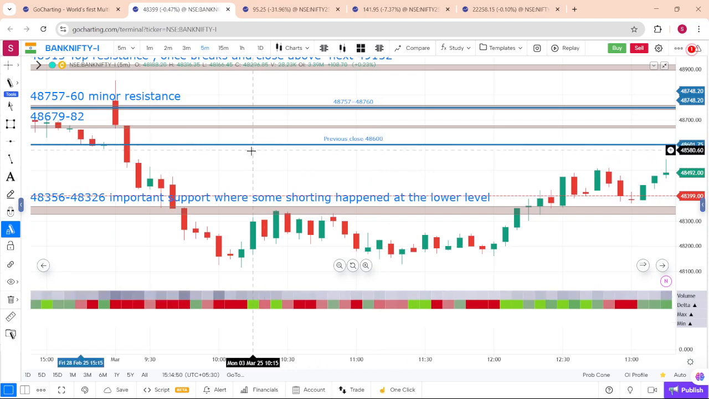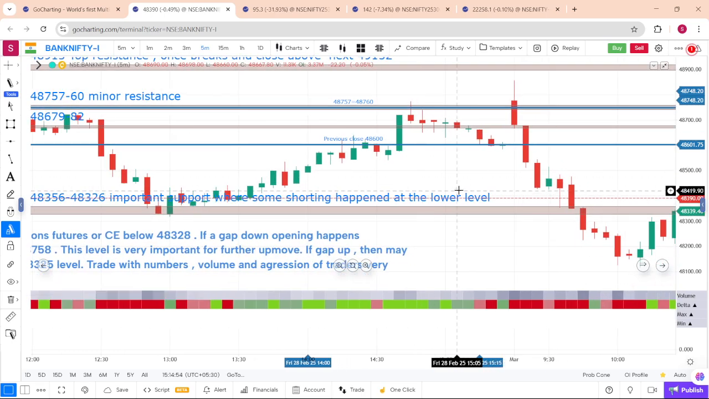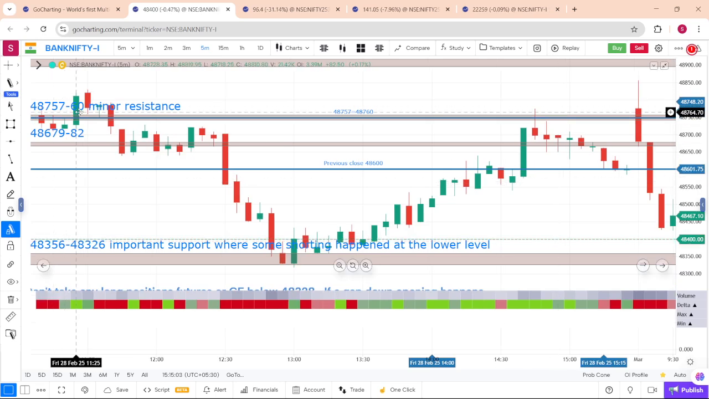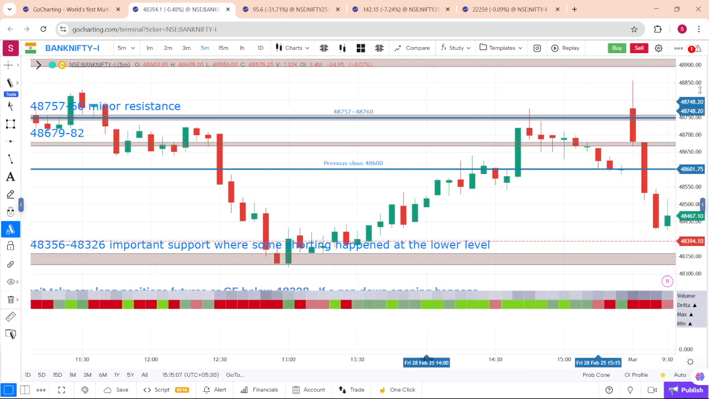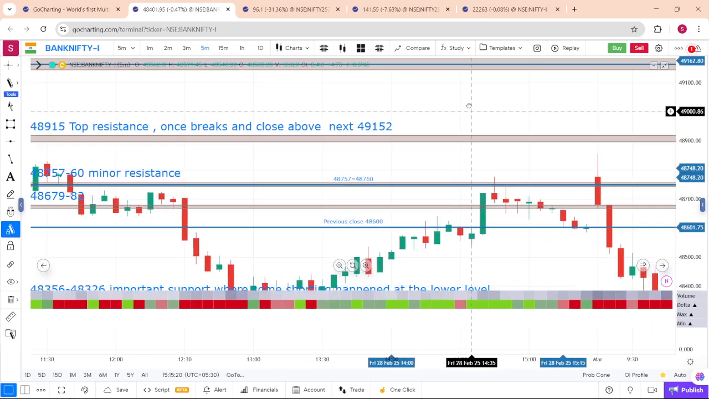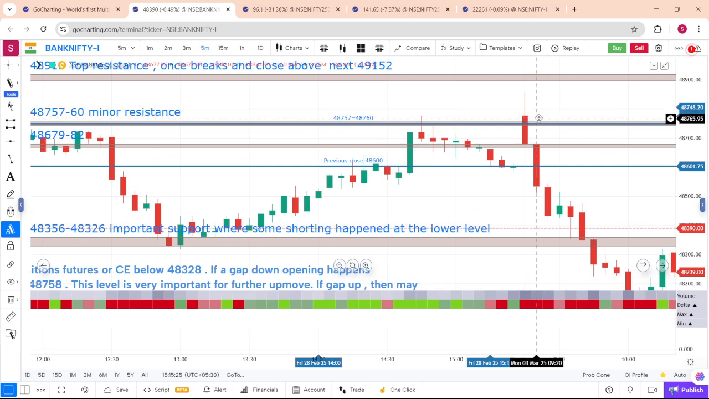Bank Nifty levels: I have uploaded one video about Bank Nifty futures, and these were the levels I mentioned in that video. 48,757, 760 minor resistance. Above that, this Bank Nifty may touch 49,152, and it is a top resistance. Once it breaks and closes above this level, it may go up to these levels. But unfortunately, the Bank Nifty futures opened here and went down, and the minor resistance above opened, but even that level was not sustained. And below this 48,679, it closed there, and again it has broken that level, and it has broken the previous close also. And here there is a good shorting chance.